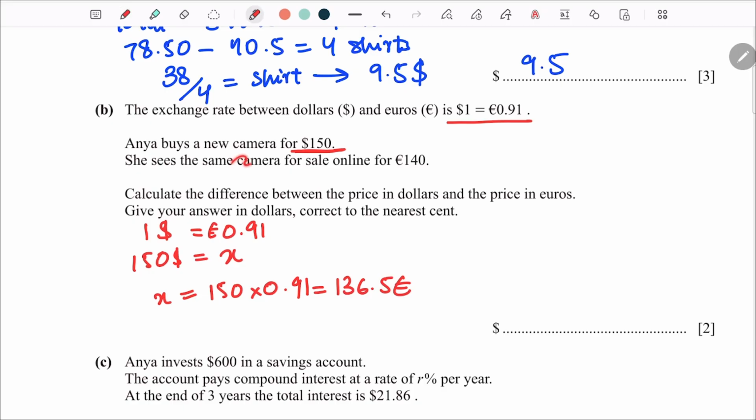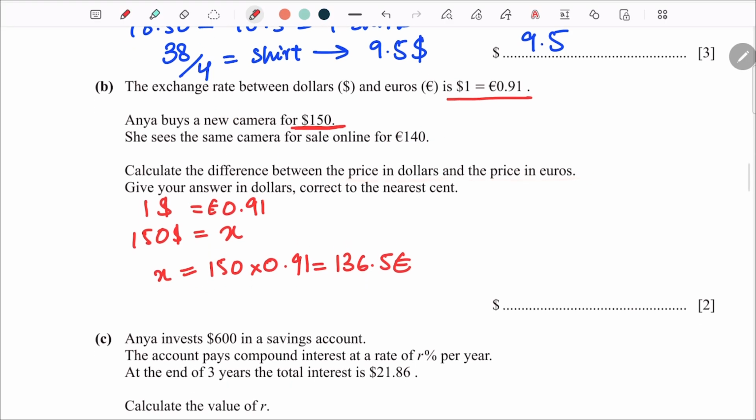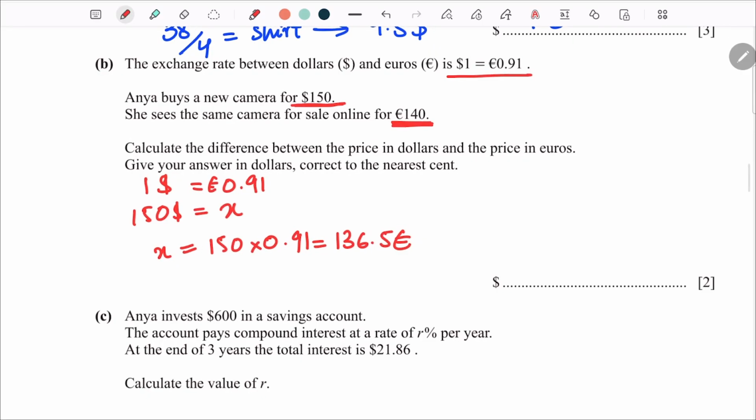Now the question is telling us that she sees the same camera for a sale online for 140 euros. Calculate the difference between the price in dollars and the price in euros. So if she sees it online for 140 euros during the sale, the difference in euros will be equal to 140 minus 136.5, and this is equal to 3.5 euros. So the difference in euros is basically 3.5.